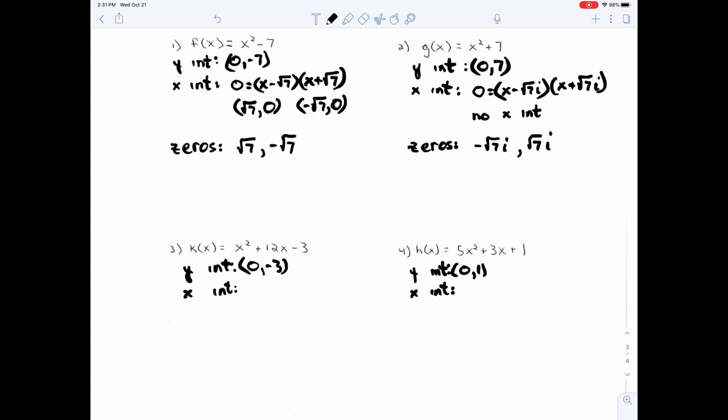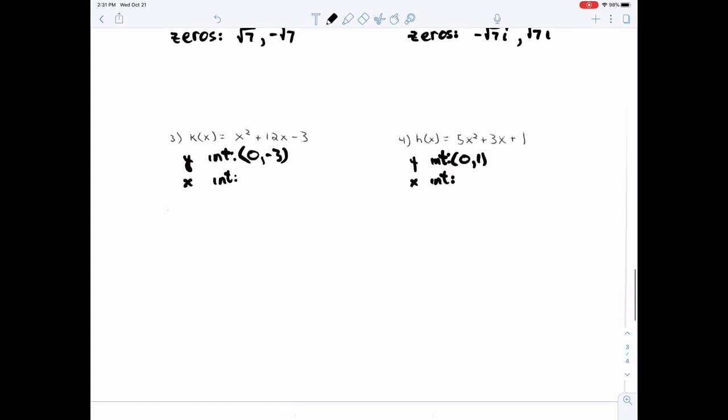Okay? So for instance here, let's find the x-intercepts. Well, I'm going to plug in 0. And here, that's not going to factor, so I'm going to complete the square. So I'm going to take 12, cut it in half, and square it and get 36. So I subtract 36 at the same time. So I get x plus 6 squared. I'm going to go through this quickly because I'm just trying to prove a point. And now I'd solve for x.